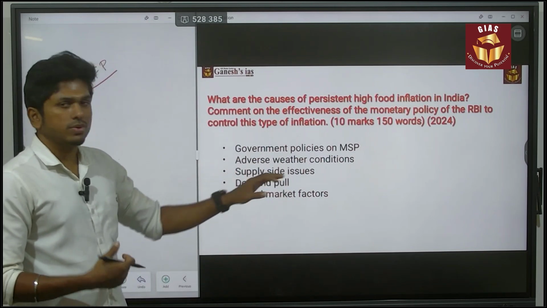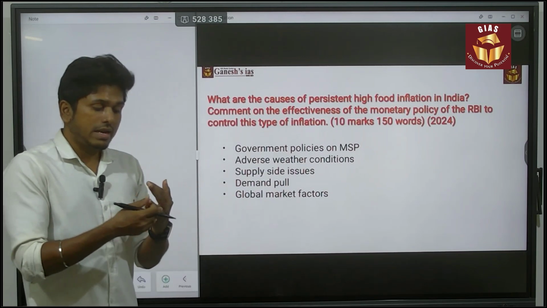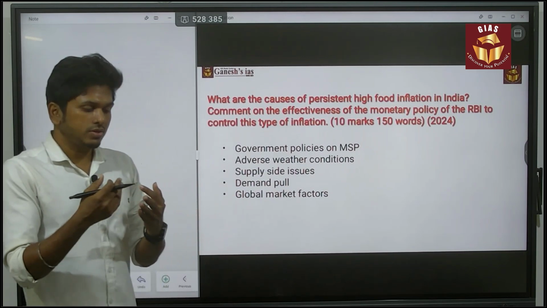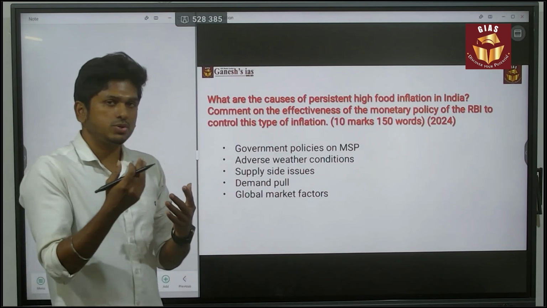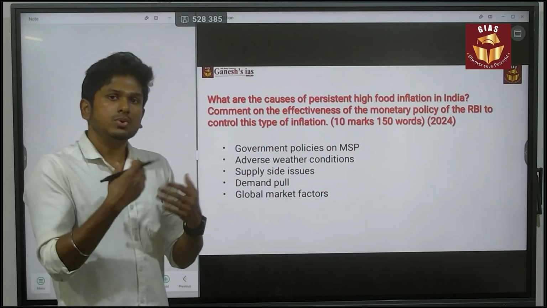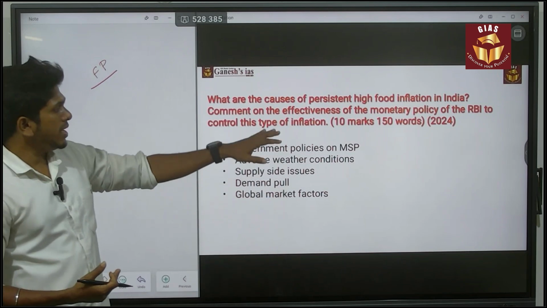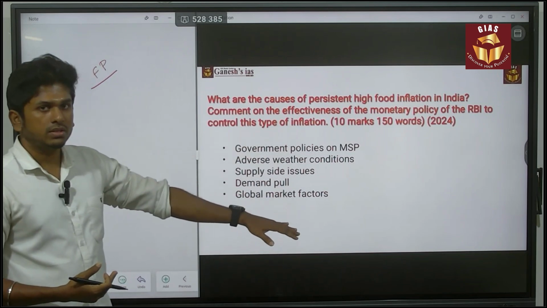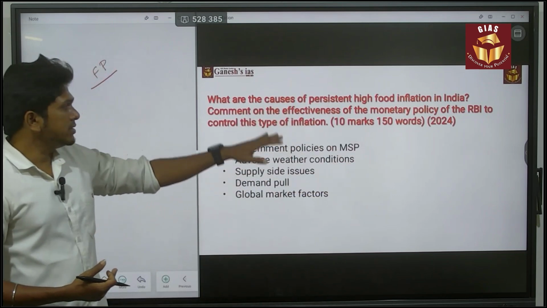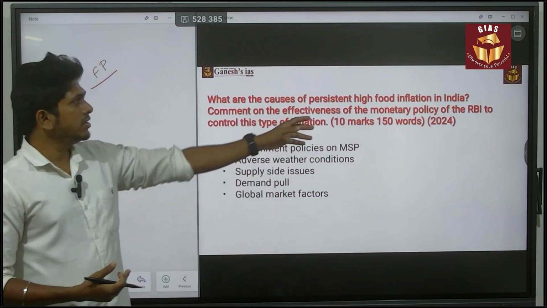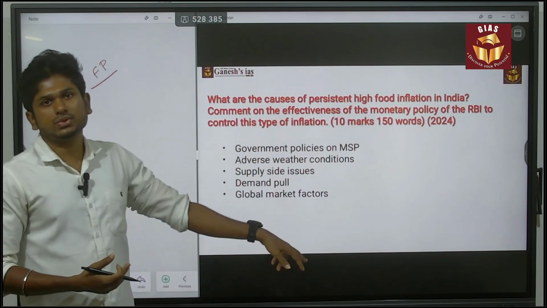And then supply-side issues. Supply-side issue is a broader one. You can talk about transportation, or the lack of cold storage facilities, or the market scenario, or not maintaining buffer stocks, or the issue of hoarding or black marketing. It can be anything. Next, global market factors. Majorly all these things are connected to supply-side issues. It is not about demand-side issues. So high food inflation in India is majorly about supply-side issues.